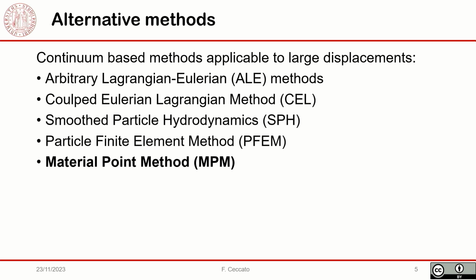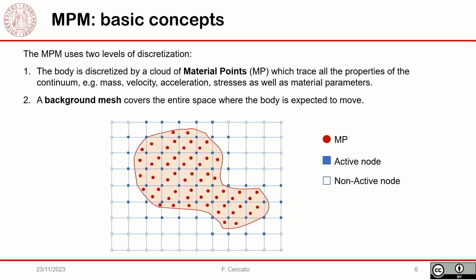For example, the arbitrary Lagrangian-Eulerian method, coupled Eulerian-Lagrangian, SPH, the particle finite element method, and the material point method. Some of them are also available in commercial software, such as Abaqus, for example. But today we will talk about the material point method.